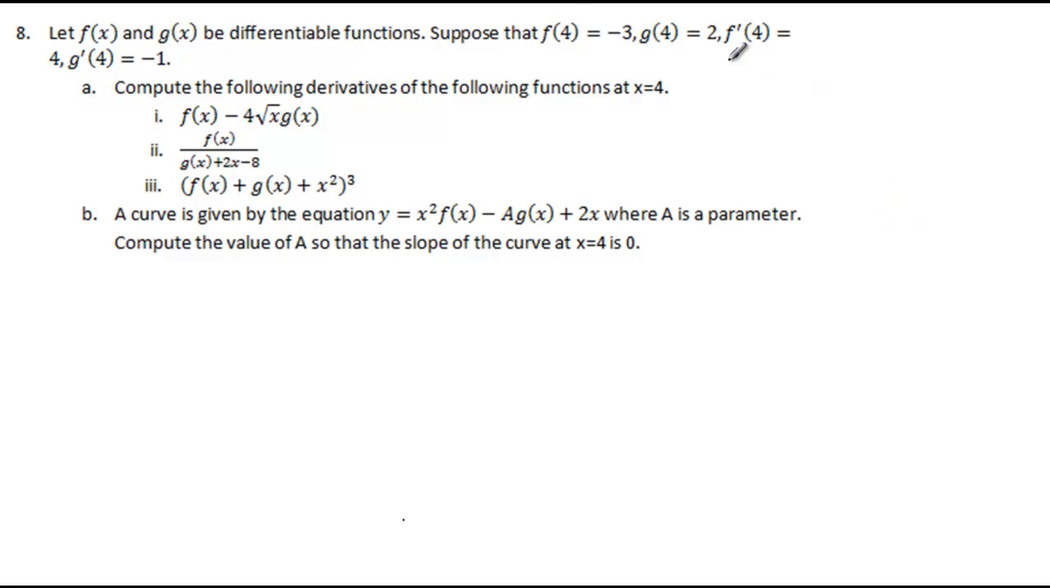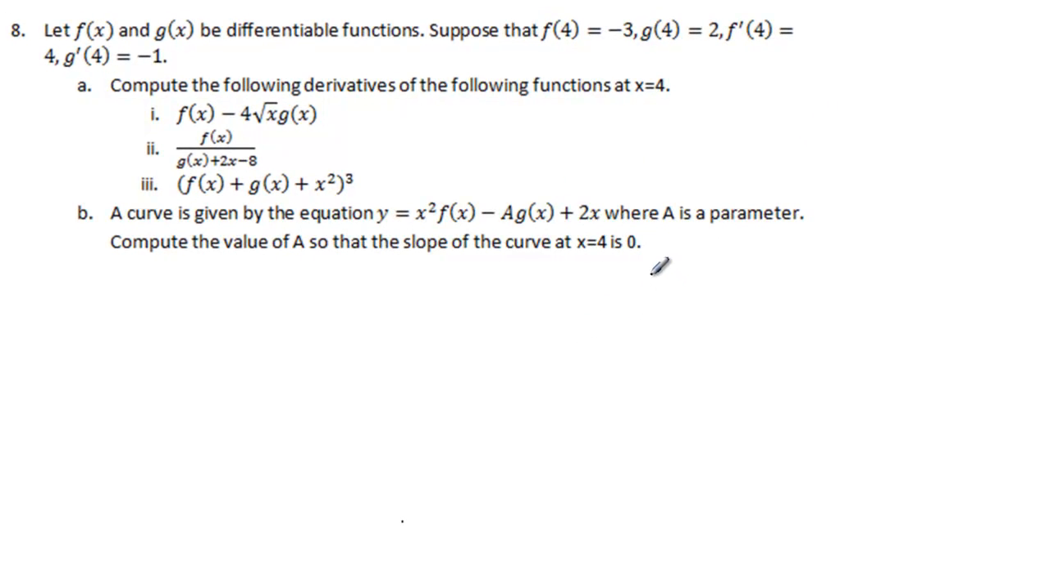Okay, in problem number 8, we have two functions, f of x and g of x, and they are differentiable. And we have some constraints, and I always like to write my constraints out so I can see them. Notice they're not in the way that I like to visualize them. I like to look at things linearly and sometimes vertically, so I'm going to write these out to make them easier for me to see.